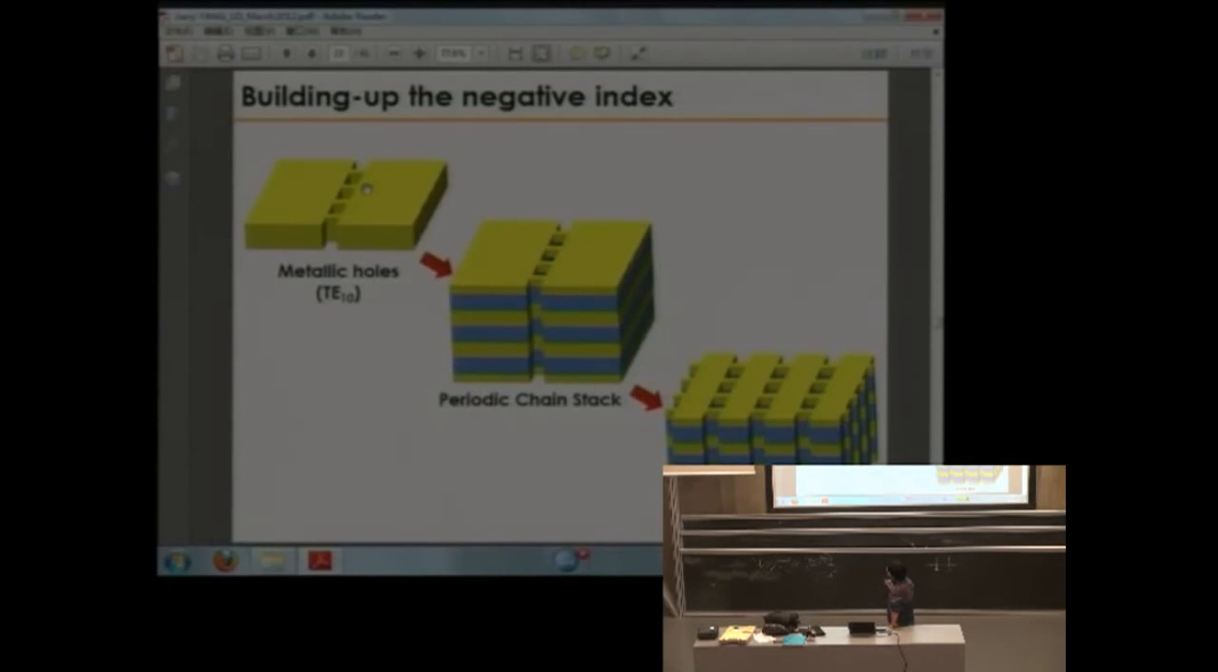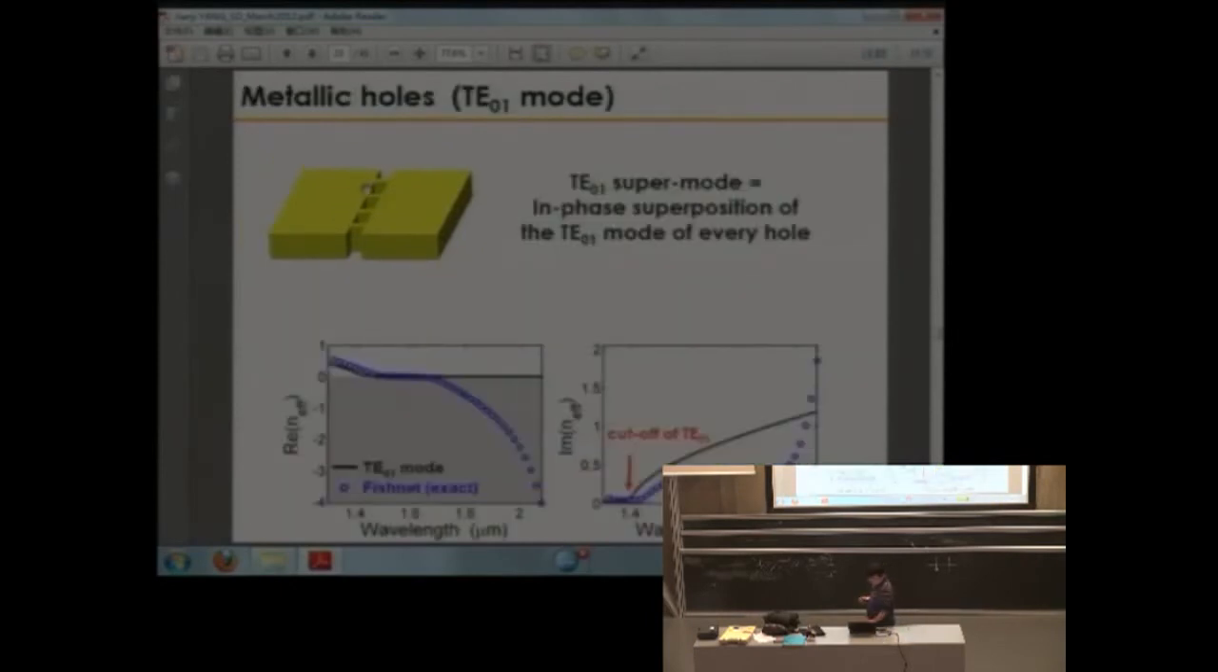Progressively, first I will start with the metallic holes, and then I will analyze the periodic trace stack, and finally I will analyze the fishnet structure, which is an array of the periodic trace stack. As the building block of a fishnet, the fundamental mode of a metallic hole chain is a TE01 supermode, which is an in-phase superposition of the TE01 mode of every metallic hole. Here I plot the effective index of the TE01 mode and the fishnet mode by the fully vectorial calculation. And clearly, we can see that only at wavelengths longer than the cutoff wavelength, the fishnet shows negative refractive index.